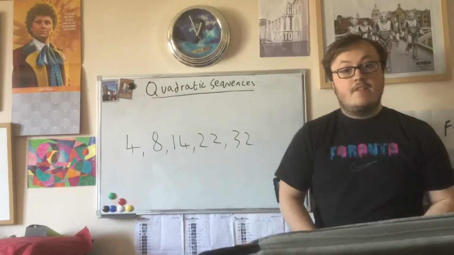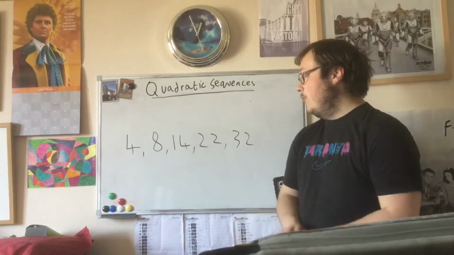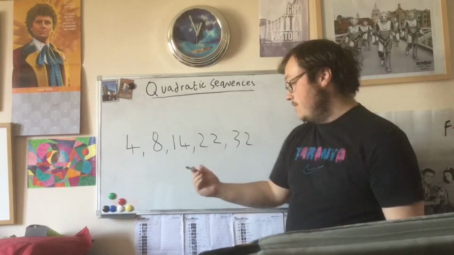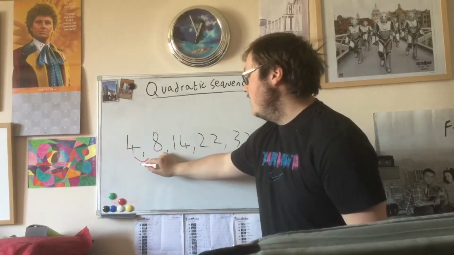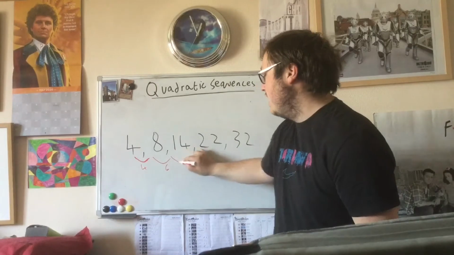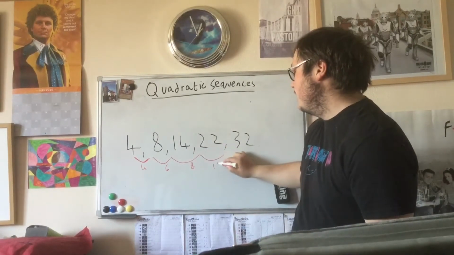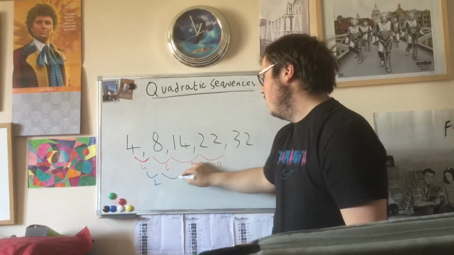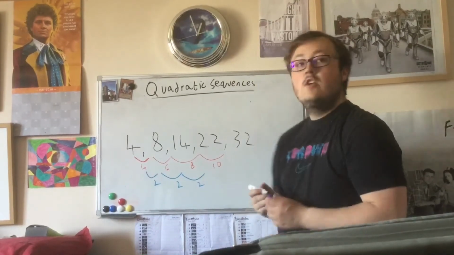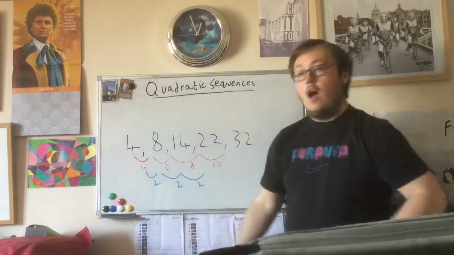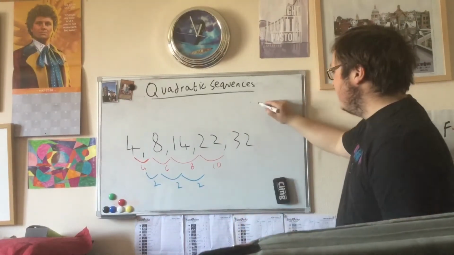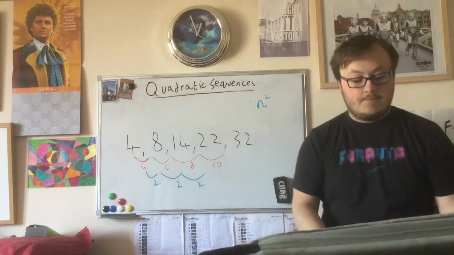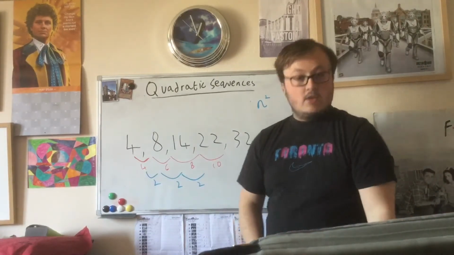Now let's try it for this sequence. I have 4, 8, 14, 22 and 32. Let's find the difference between those differences first. So the difference between 4 and 8. 4, 6, 8, 10. The difference between those, 2, 2, 2. So we now know we halve that. So the first part is n squared. Sorted. Now let's write that n squared on top.